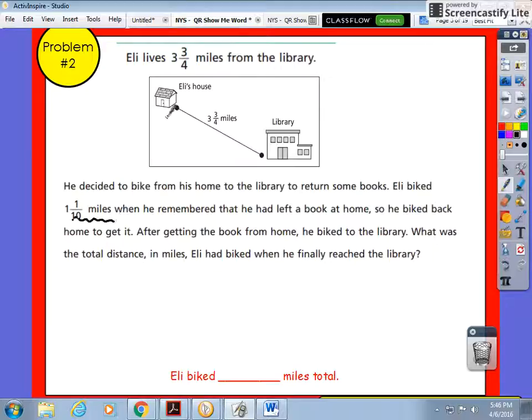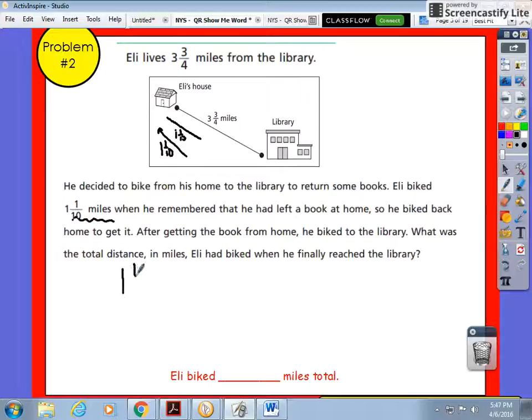He starts at his house and he travels 1 1/10 miles and decides he needs to go back home to get the book. So we can see that he actually biked that 1 1/10 miles twice. He went out away from his house and then he had to return. So when I look at this, not only did he bike the original distance for the problem, but he did this extra when he had to go back home. So I know that I have a part-whole model. I need to add all of these distances together.